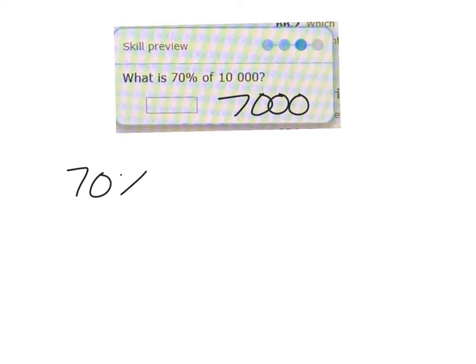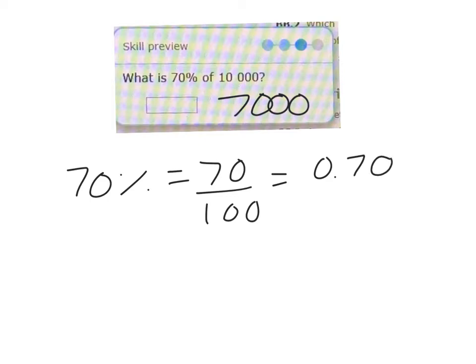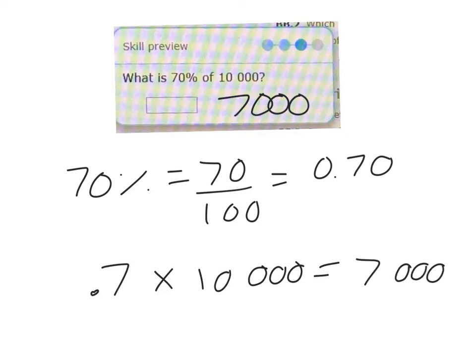70%, I'm hoping this is getting easier for you, same as 70 hundredths, which is the same as 0 and 70 hundredths. Or in our calculator, I'm simply going to write 0.7 times 10,000. And the calculator spits out 7,000.